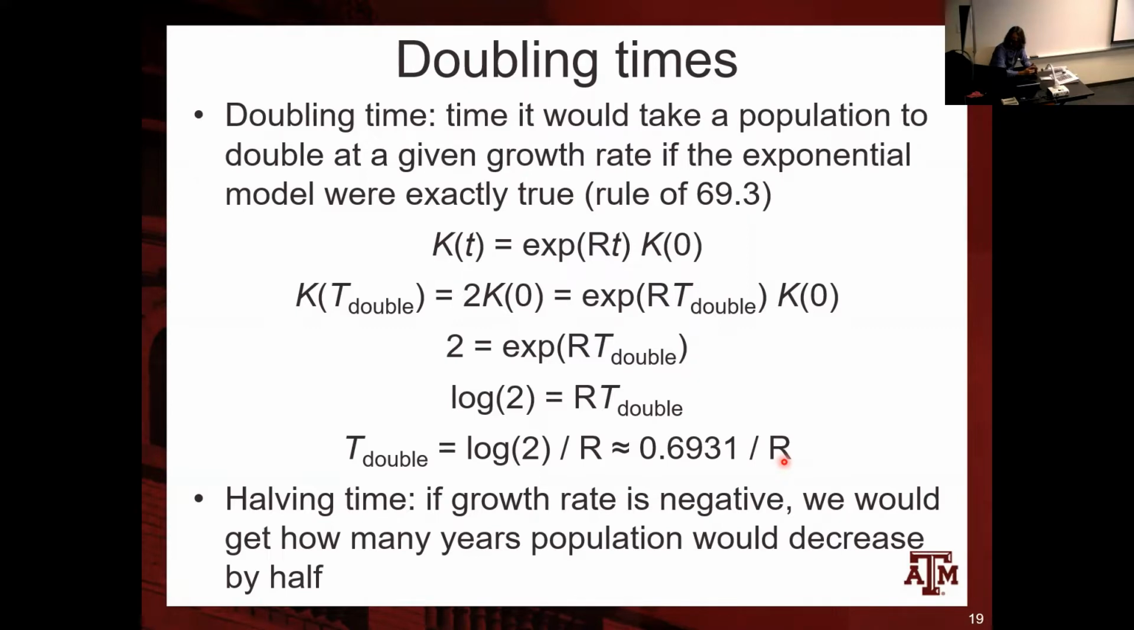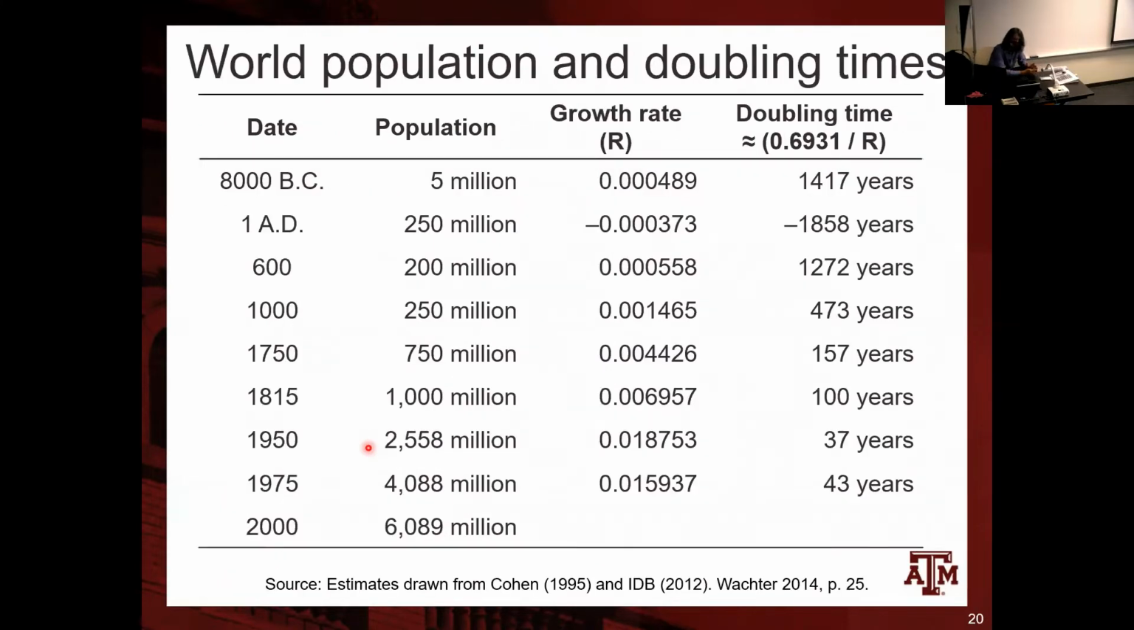And if we have a negative population growth rate, the result here is going to be a negative T. What is a negative T? It's going to mean how many years it's going to take for the population to be half of the size of what it is today, right? And this is just a historical example of the world population.